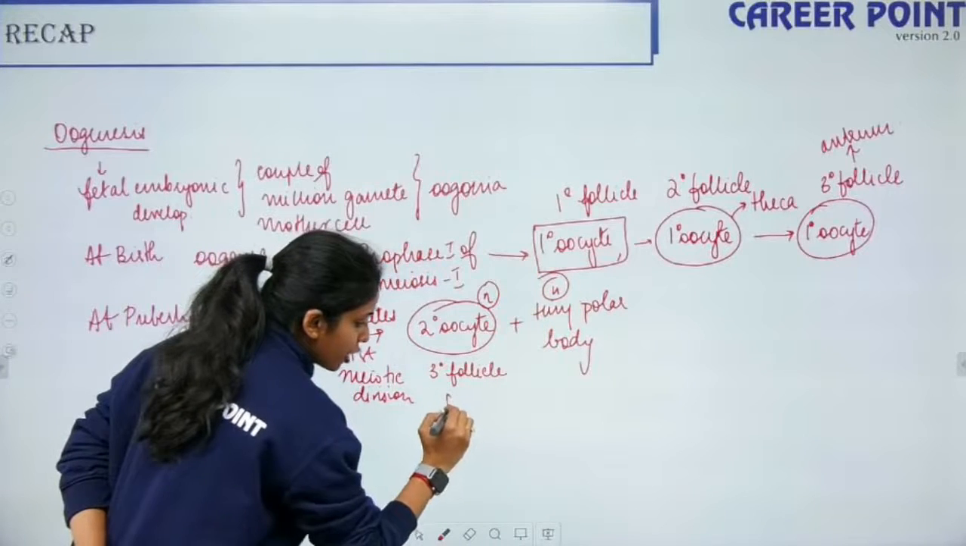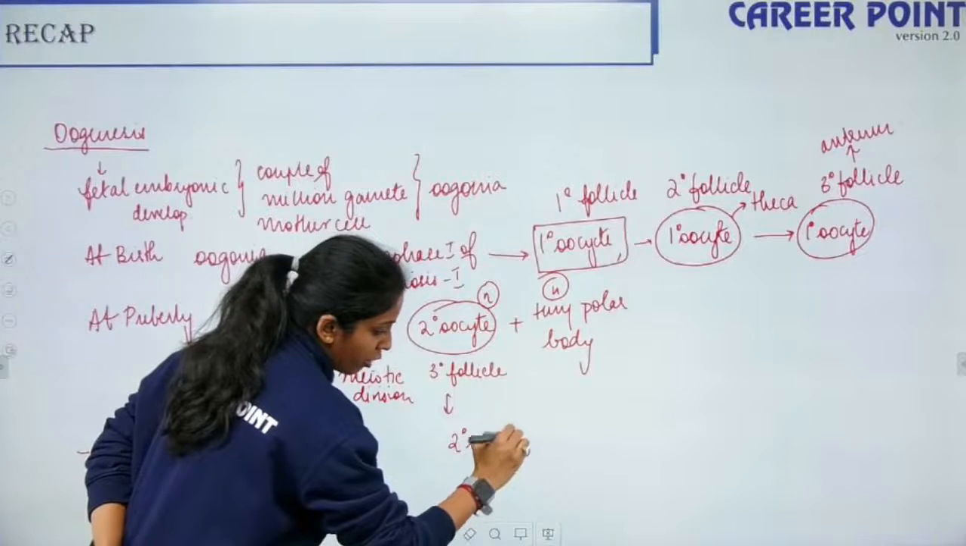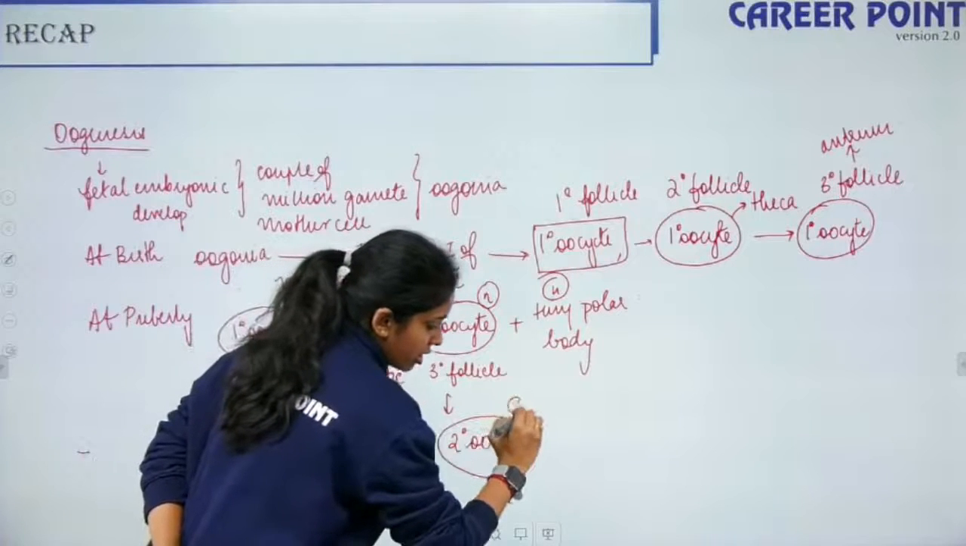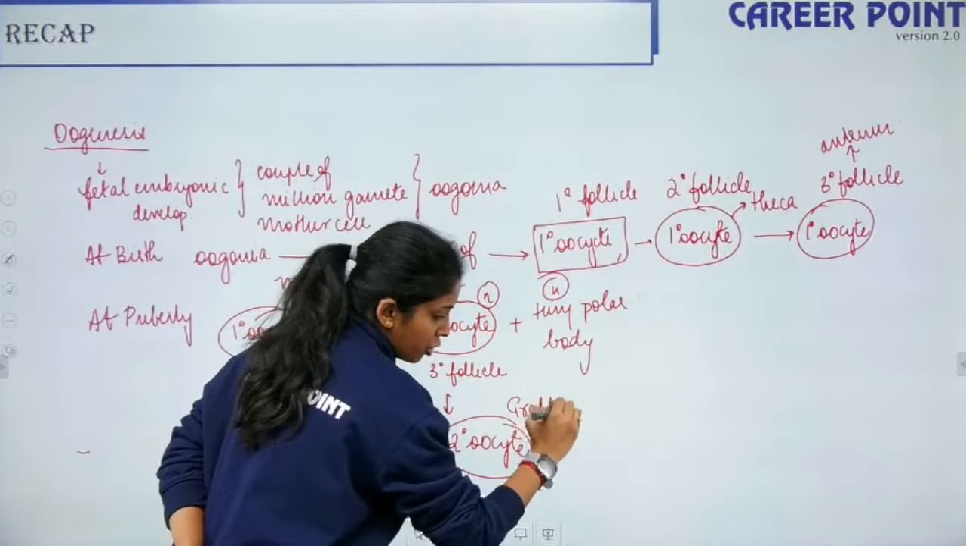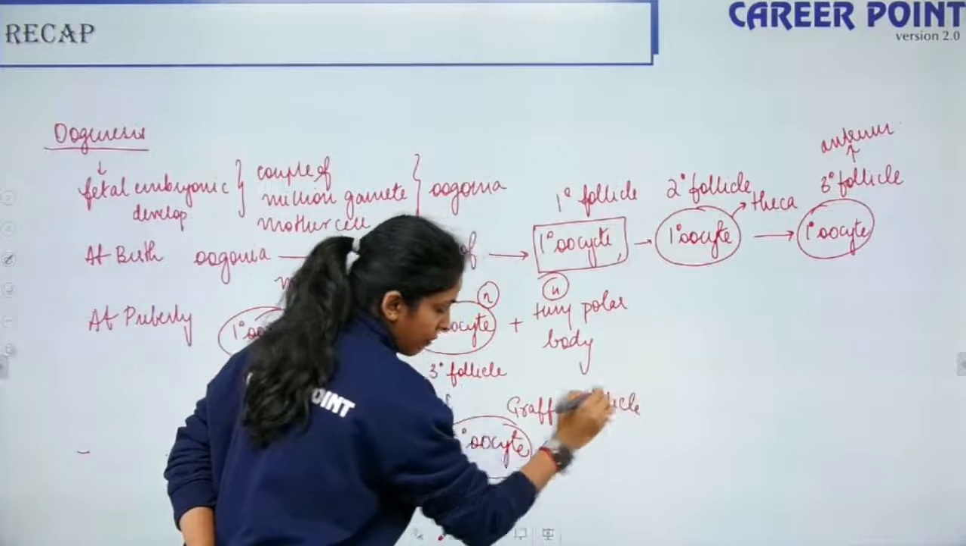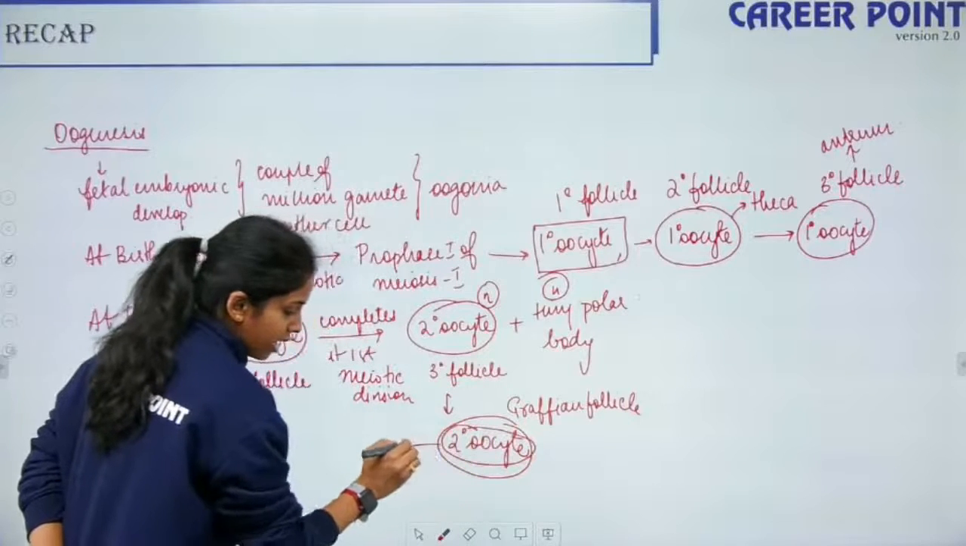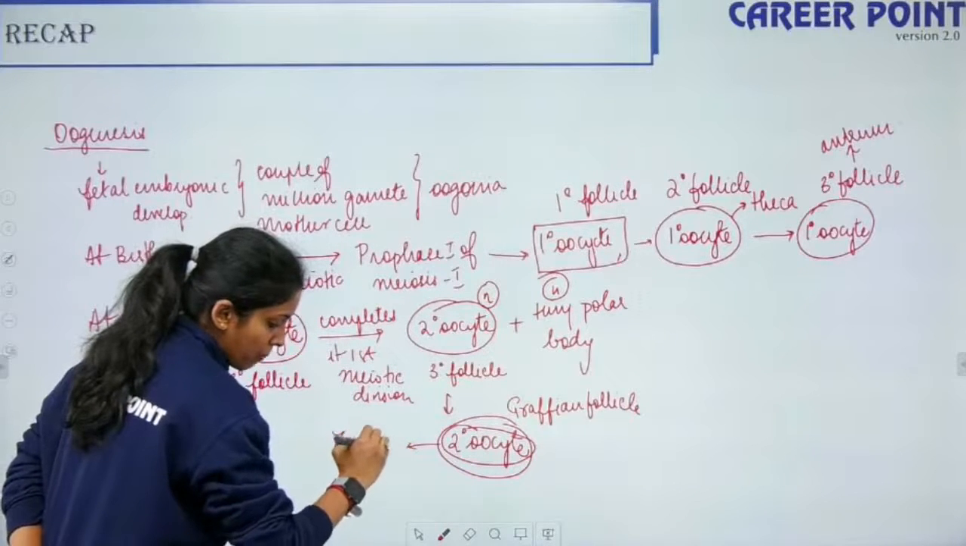This tertiary follicle gradually develops into a mature Graafian follicle. Now, in between the Graafian follicle and the secondary oocyte, another layer is formed, the zona pellucida.